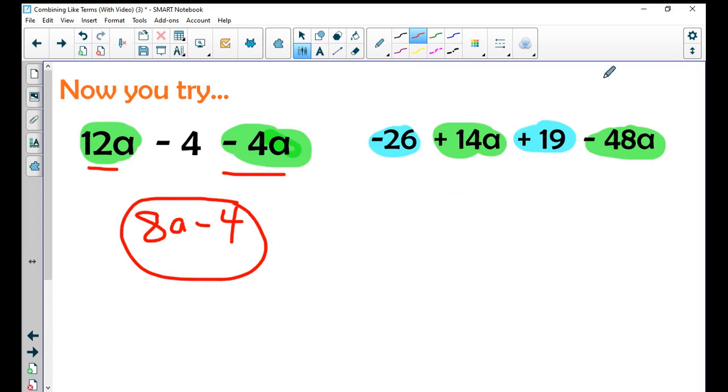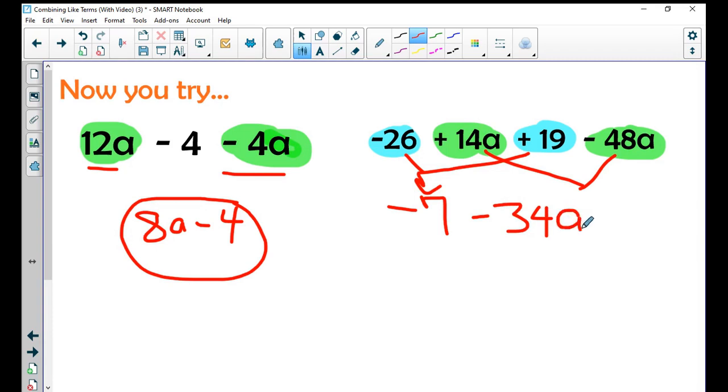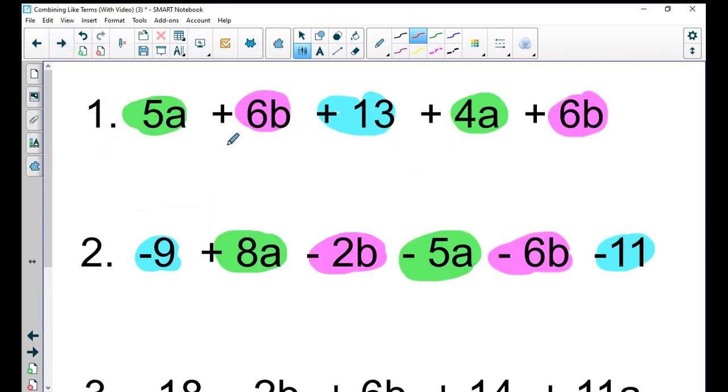In the next one, we actually have a couple of different like terms. We have negative 26 plus 19, which would be negative 7 when you combine those two like terms. Then when you combine these two like terms, you've got 14a minus 48a. So that's going to be negative 34a. So negative 34a. That's how you combine like terms. Now, this and this certainly look more simple than the original expressions. All right, let's do 3 or 4 more, and then I think we'll be ready to try these out.